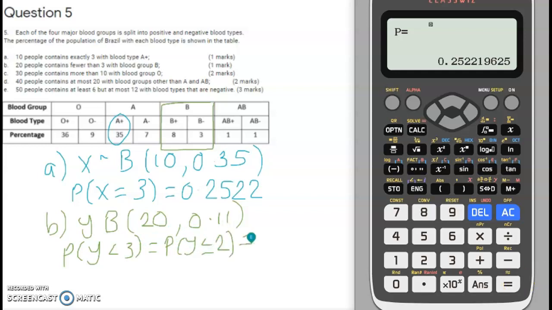So I'm going to use the cumulative function on the calculator. Menu 7 for distributions, and this time scroll down to binomial CD. This time my x is 2 and under. My n is changed to 20. And my probability is changed to 0.11. That gives me a value of 0.6198.